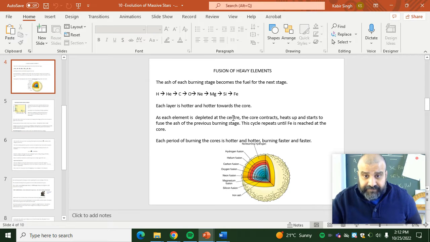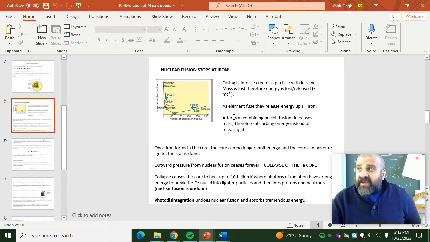Why does it stop at iron? If we look at the mass per nuclear particle, going from hydrogen into helium, into carbon, into oxygen, what do we see? We see that their mass starts decreasing. Based on Einstein's equation, energy is equal to mc squared. If their mass is decreasing, that decrease in mass is made up for in energy, and that energy is what radiates out.